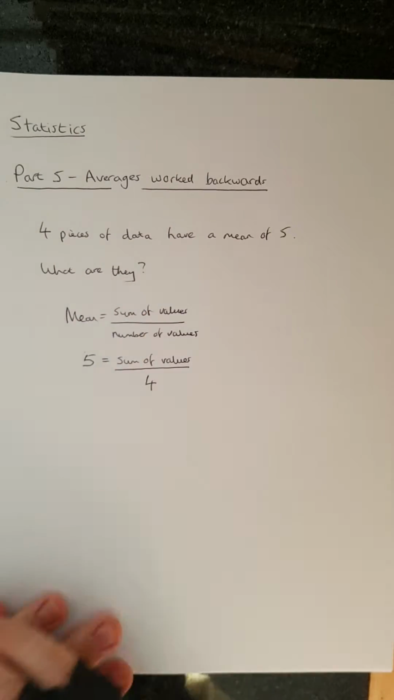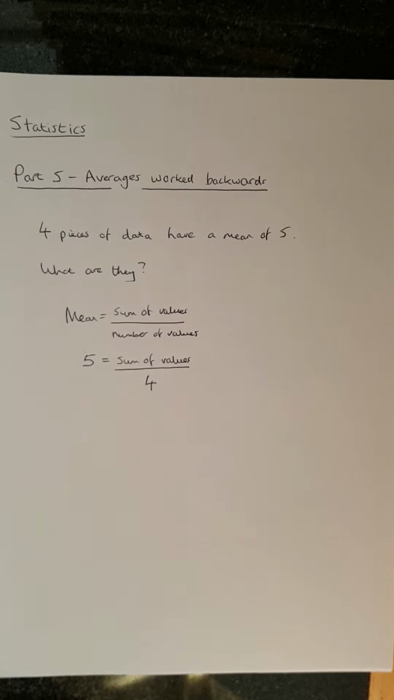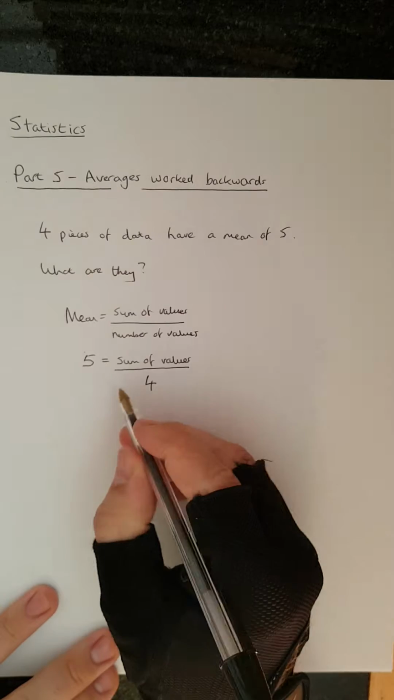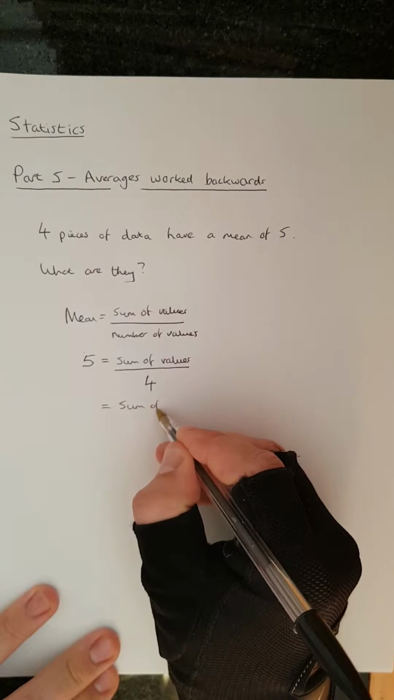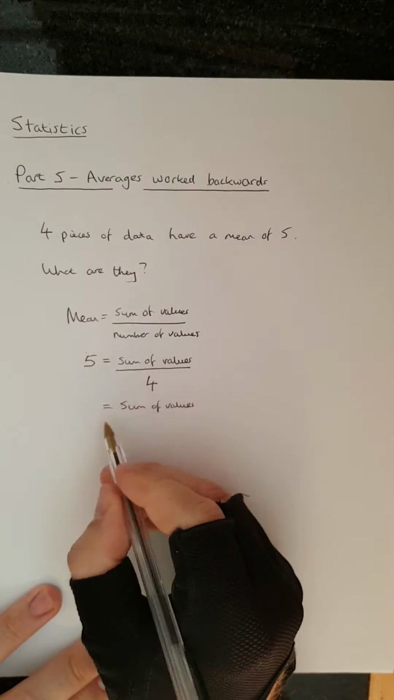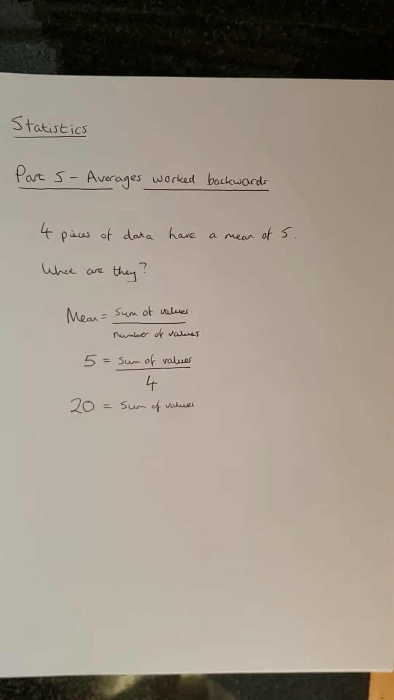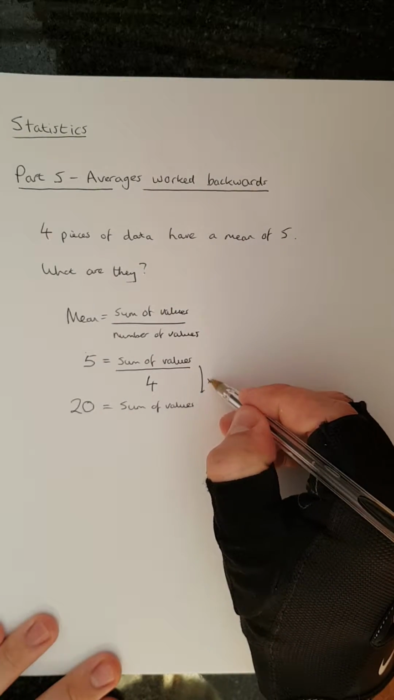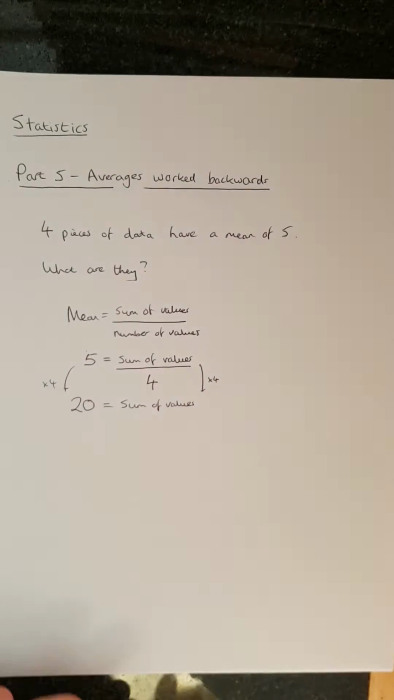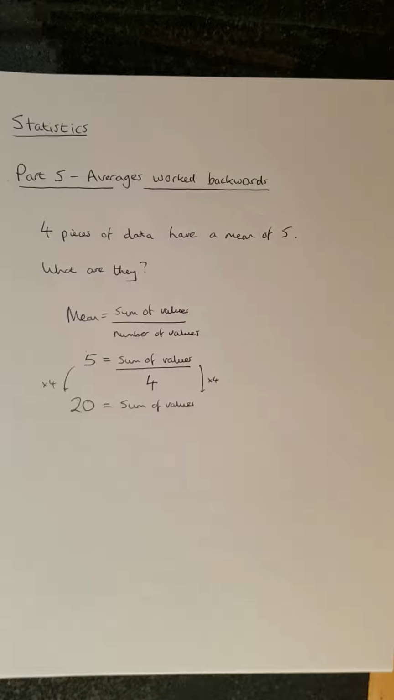Anytime you have a formula with 3 things in it, if you know 2 of them, you can work out the third. So the sum of the values, when you divide it by 4, you get 5. So let's multiply this by 4 and find out what the sum of the values actually is. It's 20. For those of you who've watched the algebra videos, what we did there was multiply both sides of the equation by 4. So what we've just discovered is that these 4 pieces of data add up to 20.